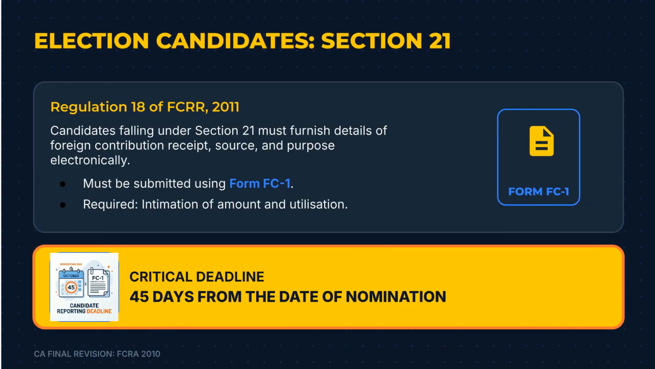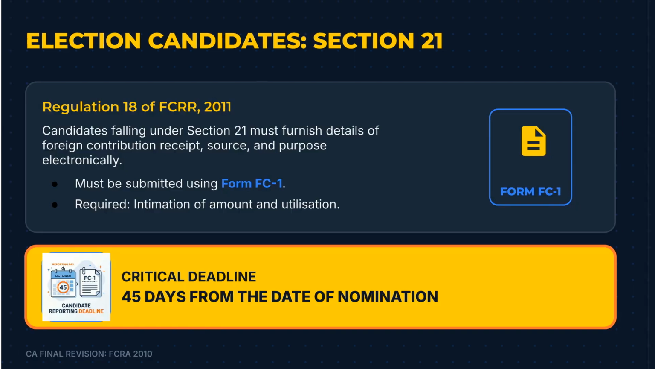The reporting obligation for candidates is governed by Regulation 18 of the FCRA 2011. The required information must be furnished electronically using Form FC1. The candidate must disclose the amount of foreign contribution received, its source, and how it was utilized. The most important point is the deadline. This intimation must be filed within 45 days from the date on which the person is duly nominated as a candidate. For exams, remember the combination of Section 21, Form FC1, and the 45-day reporting period.